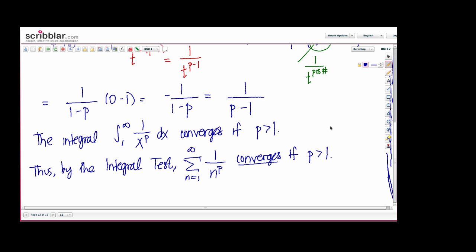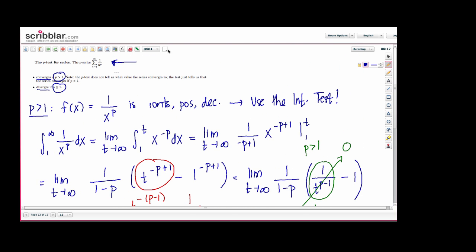Again, note that the series doesn't converge to 1 over p minus 1. All we know is that the series converges. We don't know what the series converges to. So this is the first part of our p-test. The series sum from n equals 1 to infinity of 1 over n to the p converges if p is greater than 1.